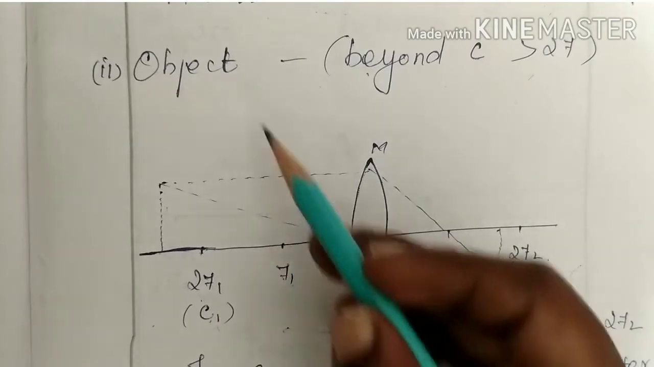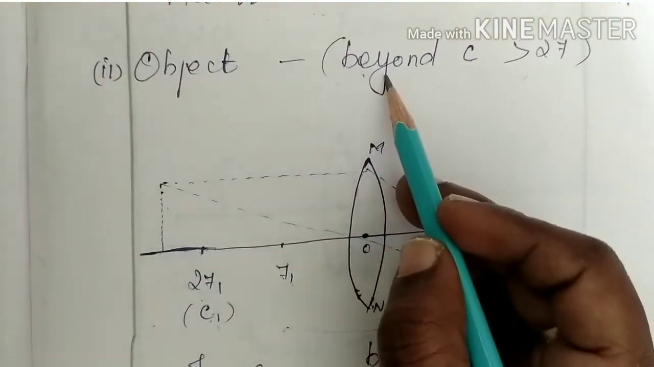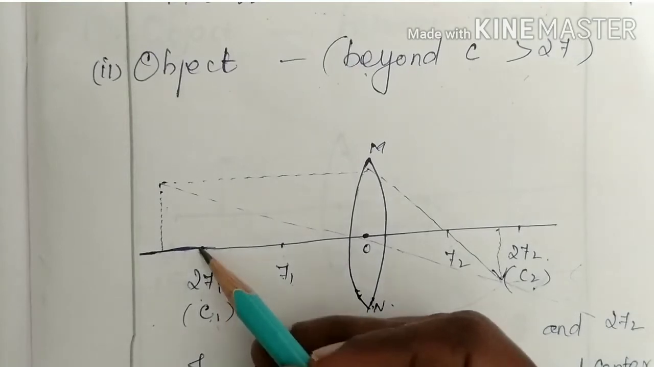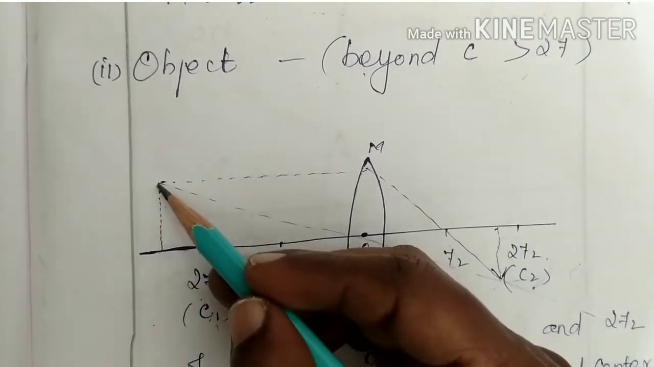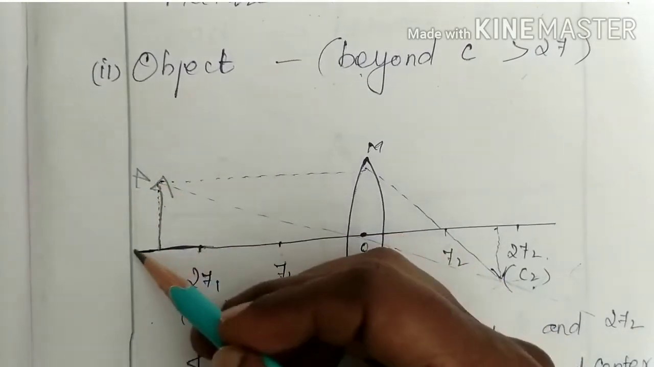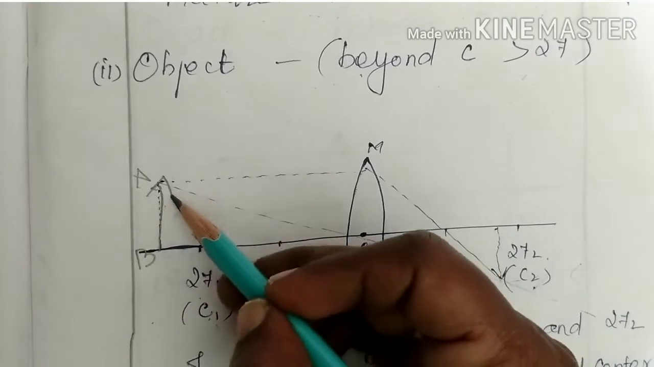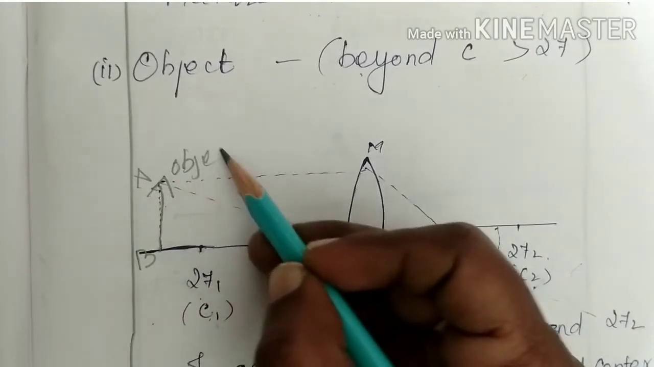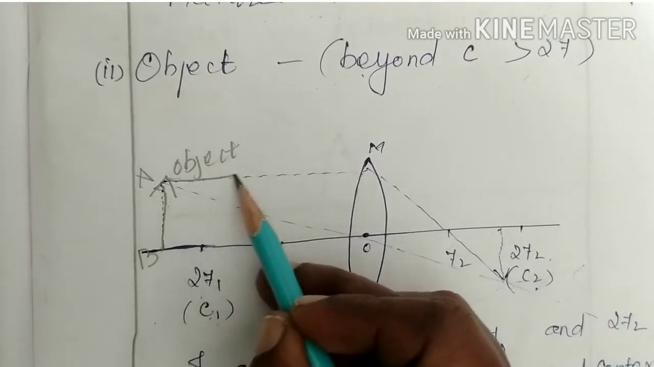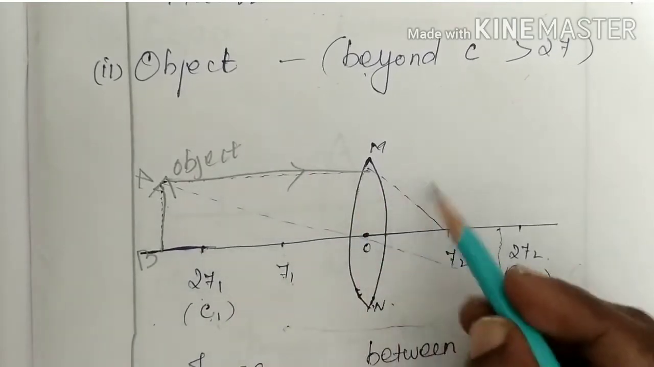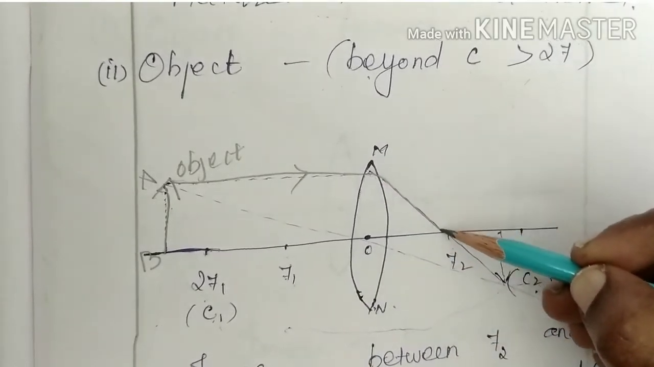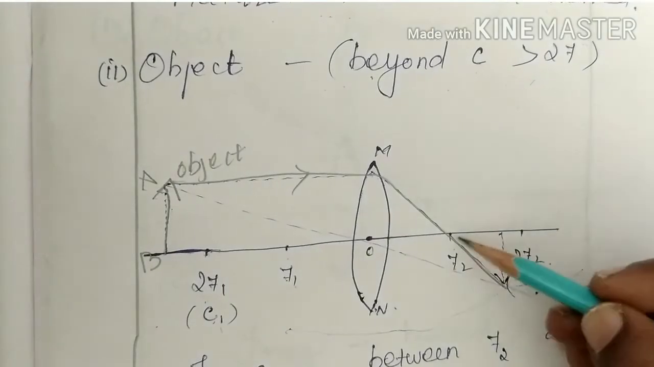Now what is the condition? The object we have to place beyond C. Beyond C means, see here, this is the position of the center of curvature; beyond C means here, this position we have to keep the object. Let us consider AB to be the object. Now from the object, the parallel beam of light rays are coming. According to the rule, it will meet on the principal focus. It will go to the principal focus.